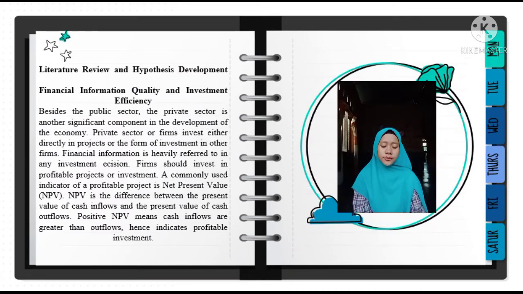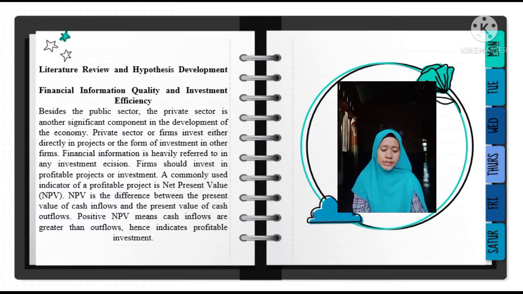Literature review and hypothesis development. Financial information quality and investment efficiency. Besides the public sector, the private sector is another significant component in the development of the economy. Private sector firms invest either directly in projects or in the funds of other firms. Financial information is heavily referred to in any investment decision.